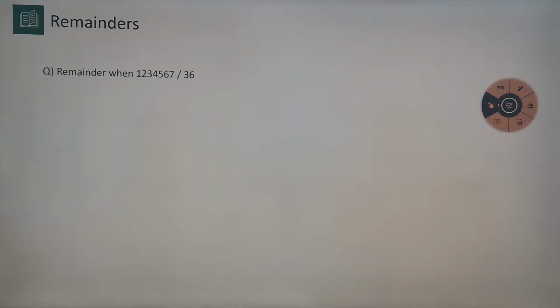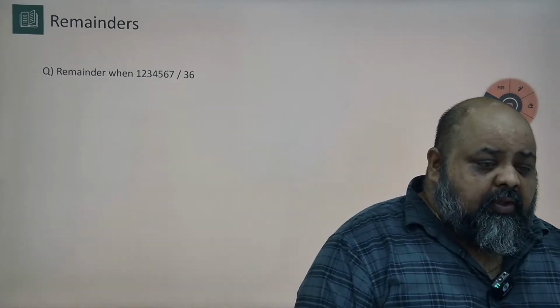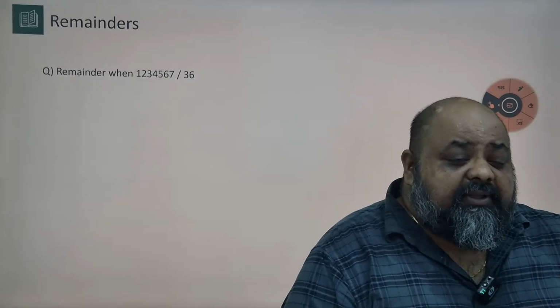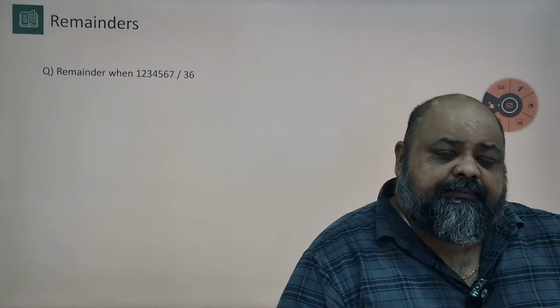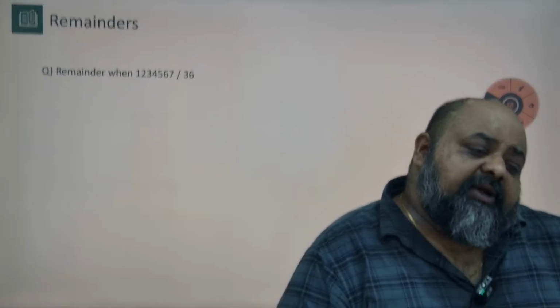Now is the fourth concept. The question says, what will be the remainder when 1234567 is divided by 36? So there is no power in the numerator. There is a number and we are dividing it by 36. Can you tell me the divisibility test for 36? What will be the divisibility test for 36?